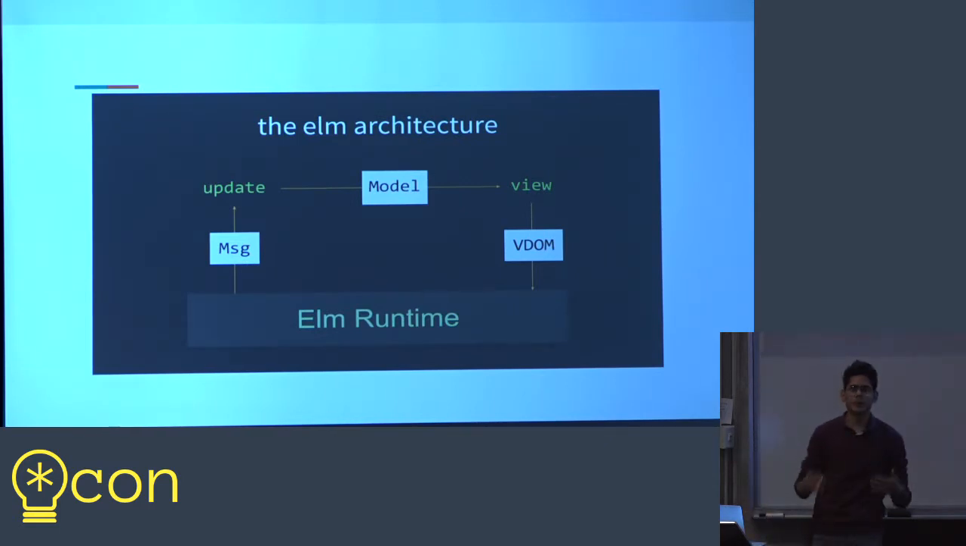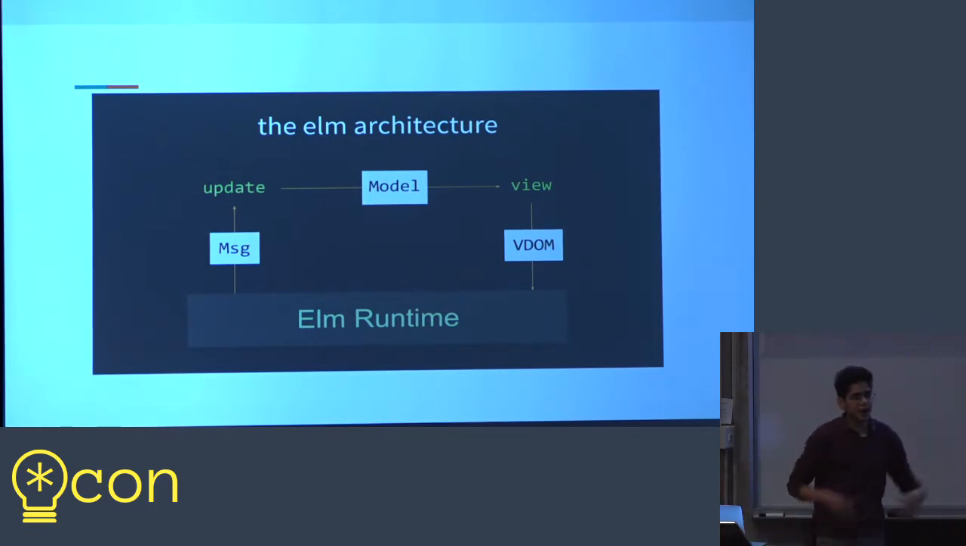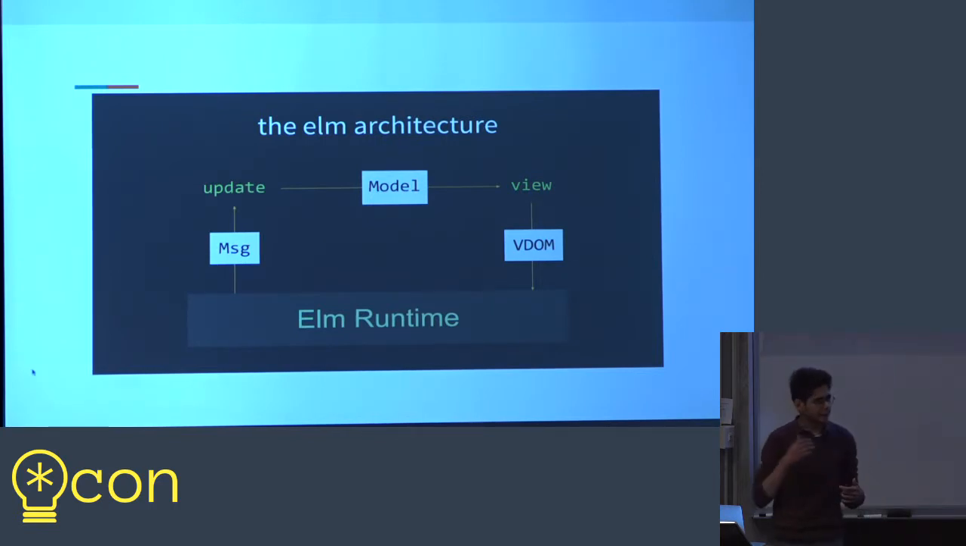The model is the place where all your application's data lives. It's an immutable data structure, and all the data that can be associated with your application always lives in the model. Then you have the update function. The update function defines how the model is updated. And then you have the view function, which defines how the model should be rendered on the screen.